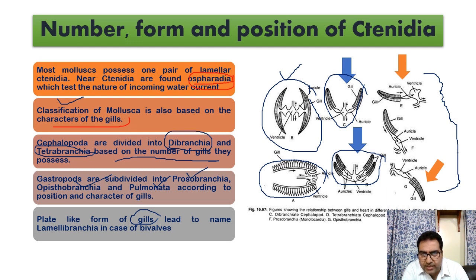Then we have the prosobranchia. What does this very prosobranchia mean? Proso means first, that is, just ahead of the heart. Then we have the monotocardia, and then the opisthobranchia, where the heart is first and then the gills, so the gills are behind the heart. Here in the case of prosobranchia, the gills are ahead of the heart. So this also led to classification based on the position of the gills as well.